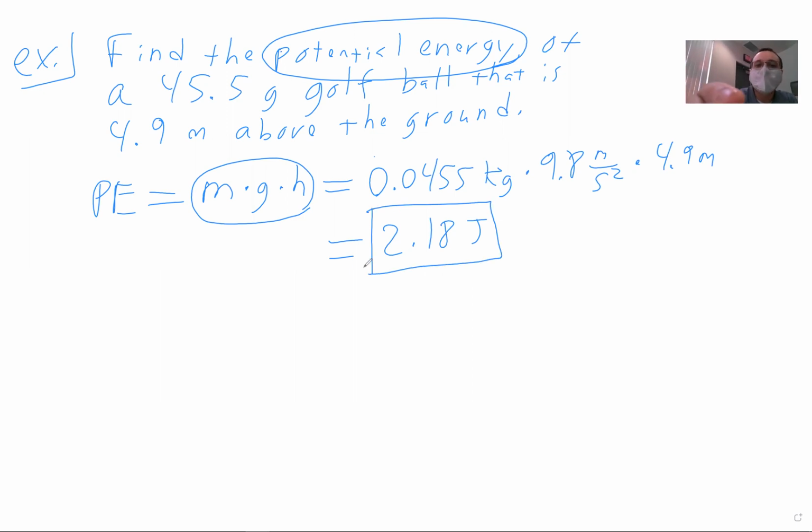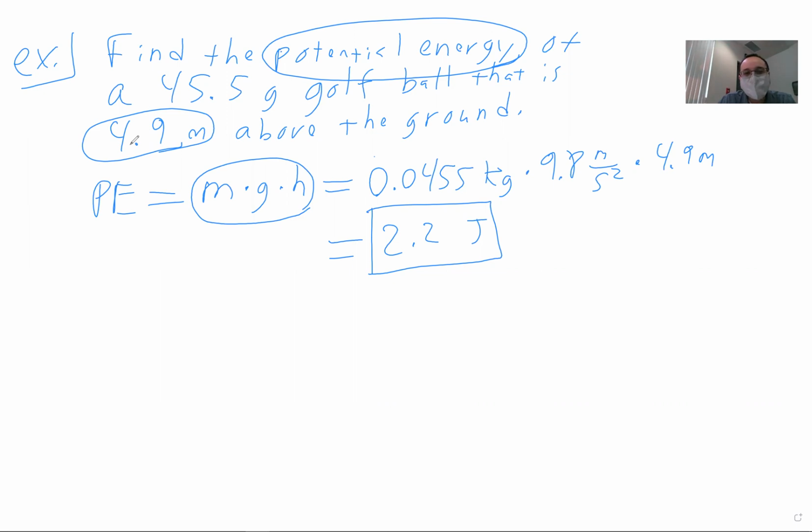Okay, and really, for significant figures, since I've only got a height of 4.9 meters, I should go with 2.2 joules, okay? Because I only get two significant digits, because that value is only good to two digits. So 2.2 joules are what I get, okay? So, all right, so that's the potential energy, right?